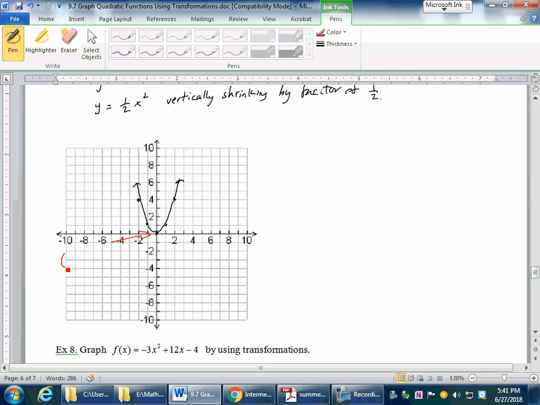This point, 0, 0. And we are multiplying 1 half to my x squared, which is my y value. So I'm multiplying this y value by 1 half. 0 times 1 half is still 0, so it will not be changing for this point. Okay. Now, move on to the next point.